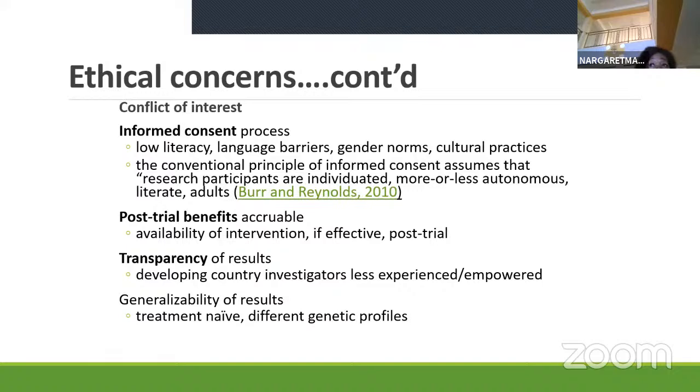Both regulatory bodies are also allowed to listen to whistleblowers, and on the basis of that, following investigation, have the right to terminate such a trial without giving notice to the researchers. Next slide, please.